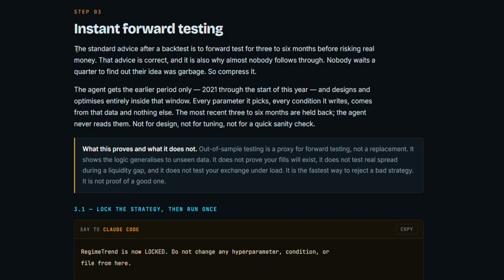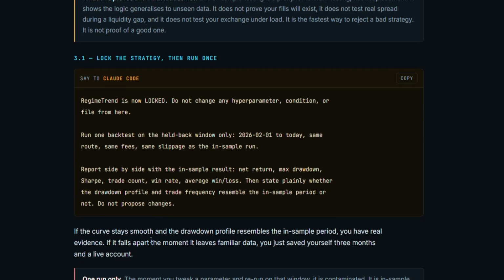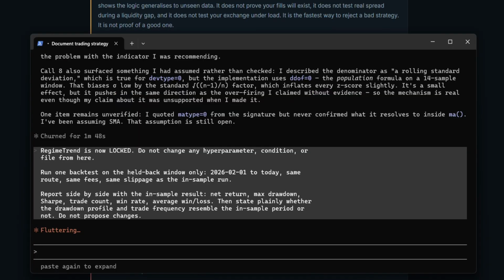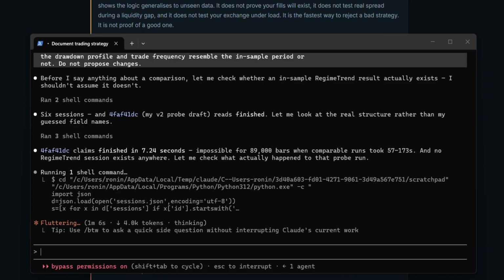Step 3. The standard advice after a backtest is to forward test for 3 to 6 months before risking real money. That advice is correct, and it is also why almost nobody follows through. Nobody waits a quarter to find out their idea was garbage, so we compress it.